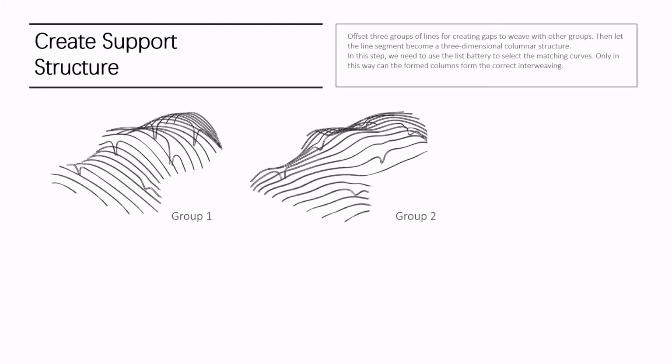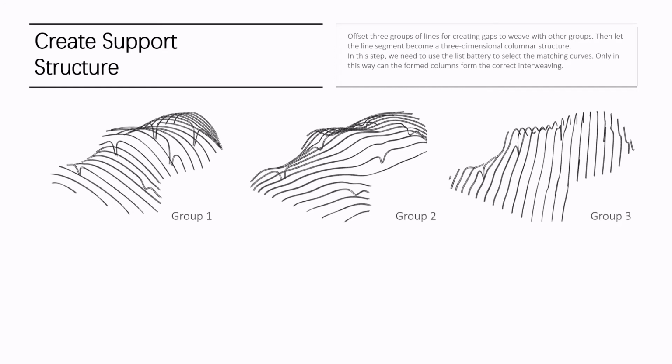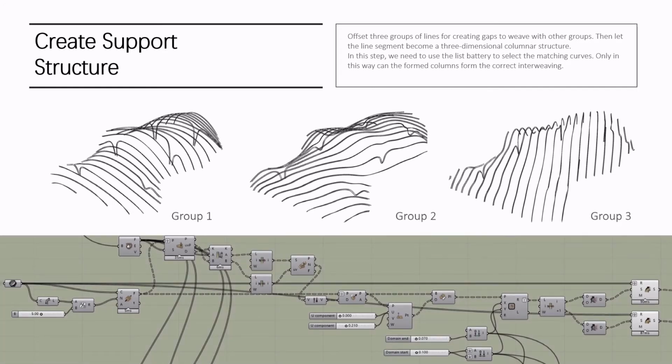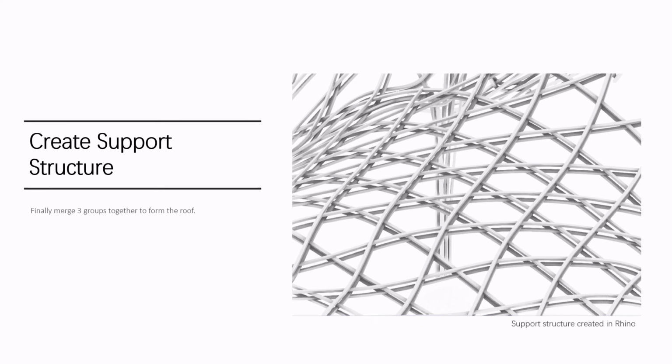And the third step, offset the 3 groups of the lines for creating gaps to weave with other groups. Then let the line segments become a 3-dimensional column structure. And finally merge the 3 groups together to successfully form the roof.